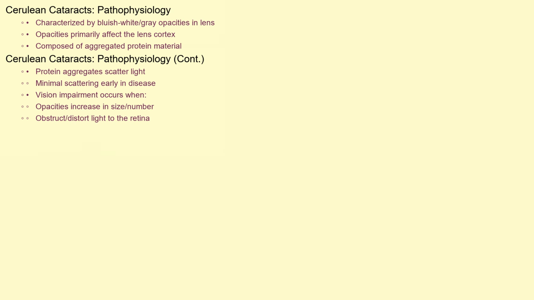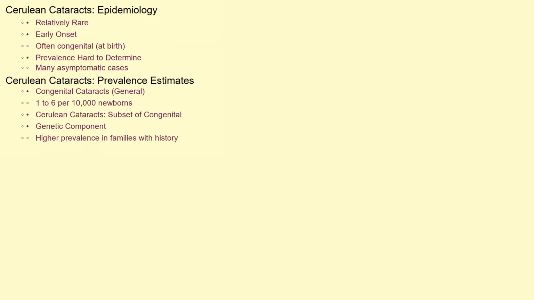These protein aggregates scatter light, but since they are small and dispersed, the amount of scattering is often minimal, especially early in the disease. Over time, if these opacities increase in size or number, they can significantly impair vision by obstructing or distorting the passage of light to the retina.